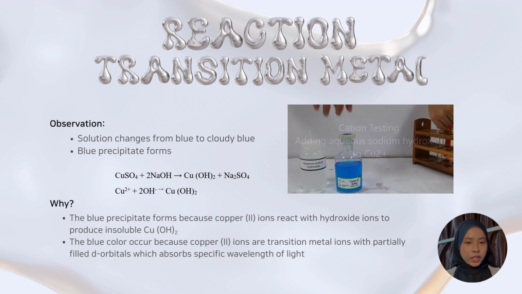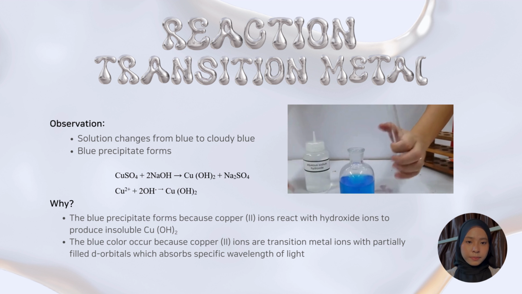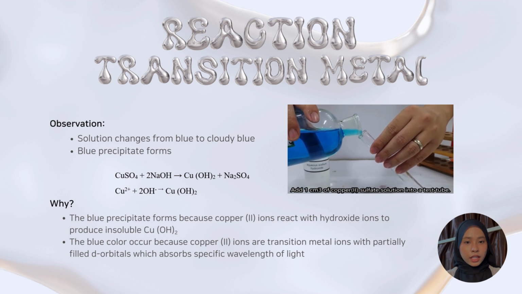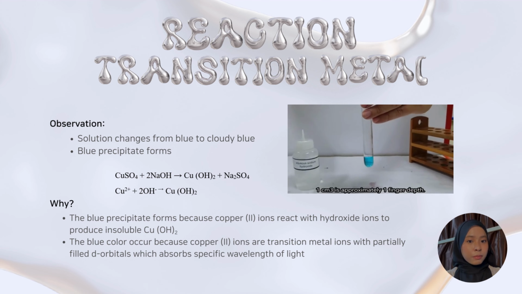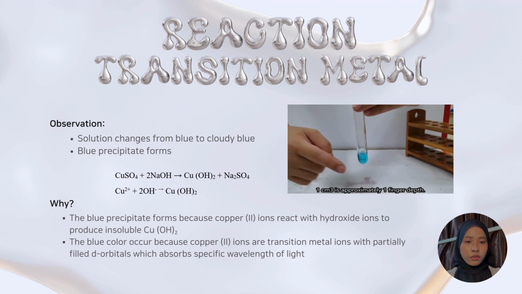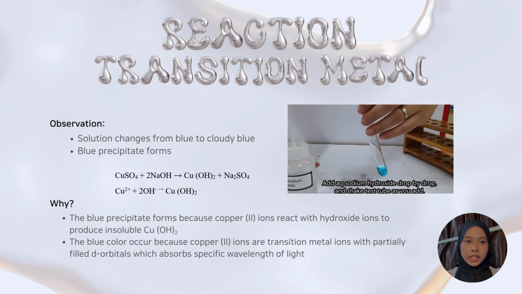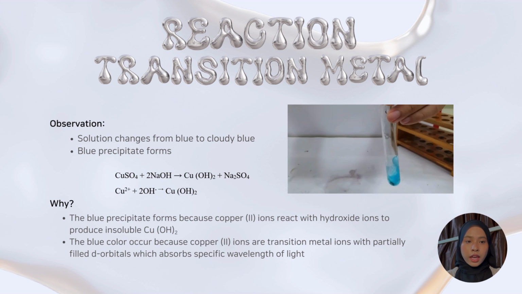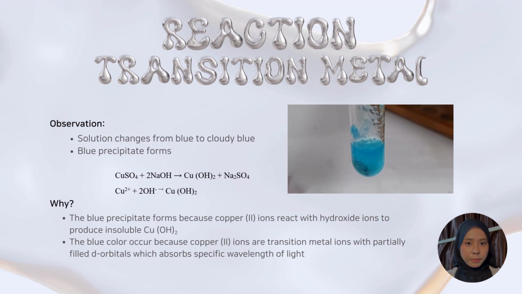For a simple reaction, we take the example of copper(II) sulfate reacting with sodium hydroxide. When sodium hydroxide is added to copper(II) sulfate, a blue precipitate is formed, which is copper(II) hydroxide. The blue color shows the presence of copper(II) ions. From the observation, we can see the solution change from blue to cloudy blue and a blue precipitate was formed. So why does this happen?